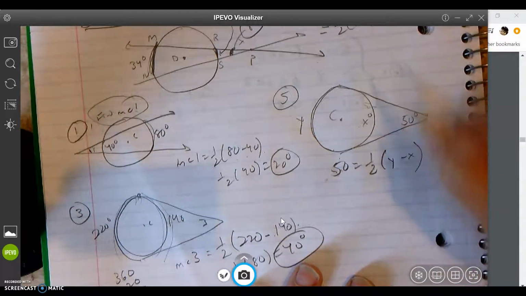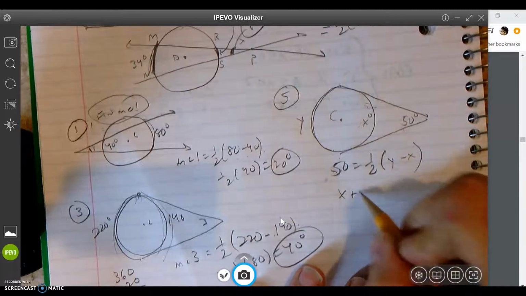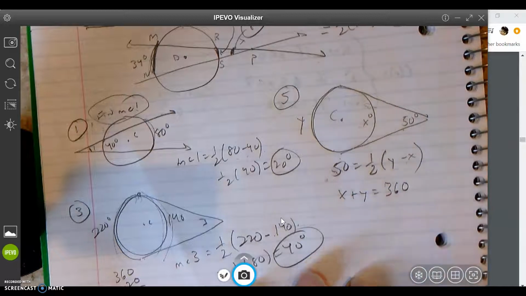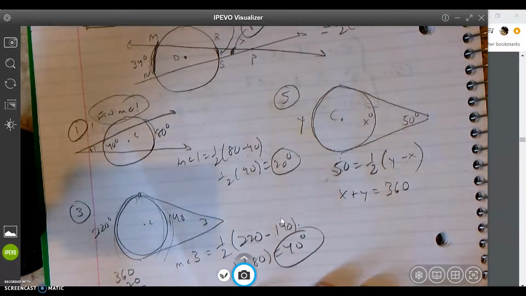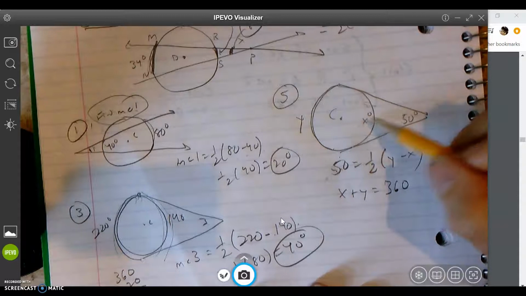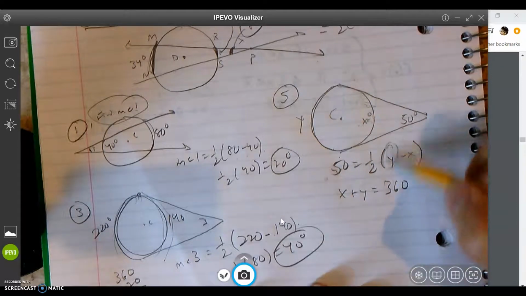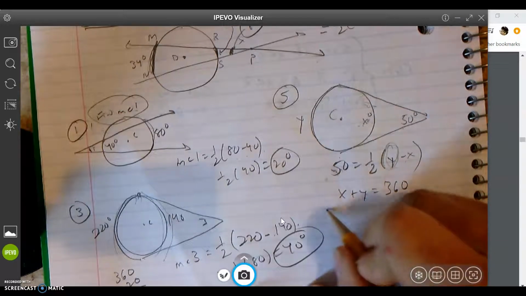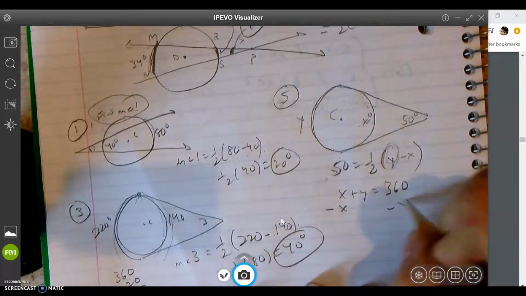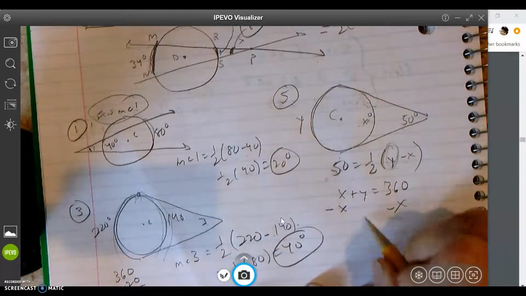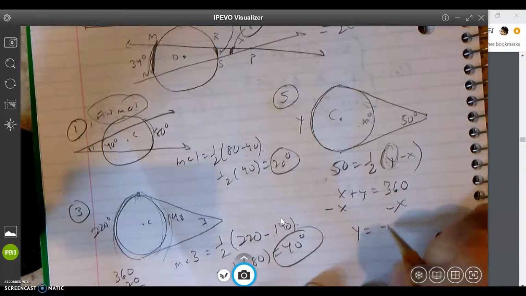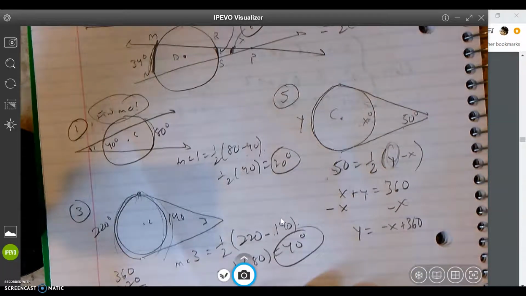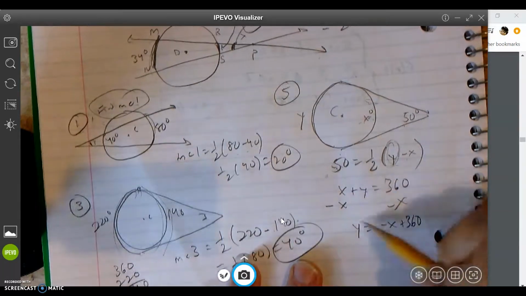So what can I do? Well, I know that x plus y, this plus this, equals 360, right? So I need to solve for x, so this y right here has got to go. What if I solve this for y? Negative x on both sides, so y equals negative x plus 360. Cool.